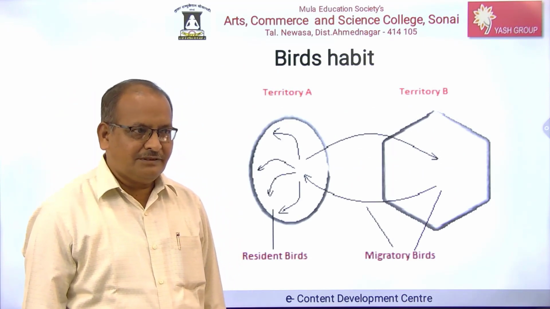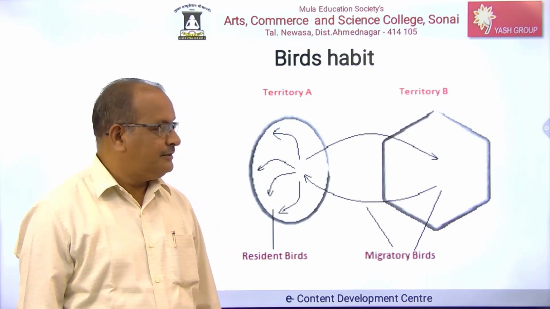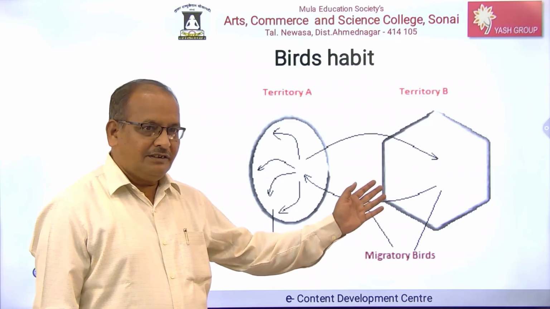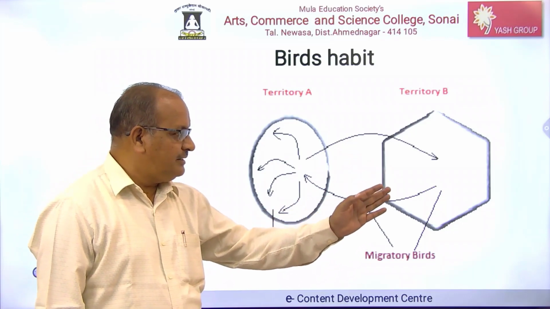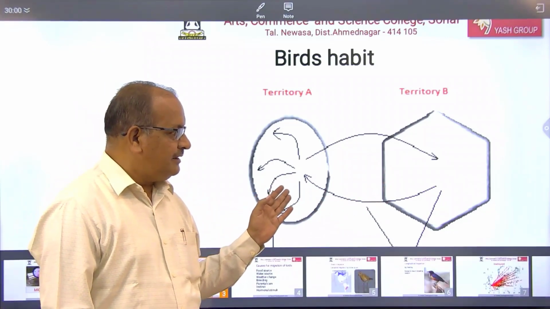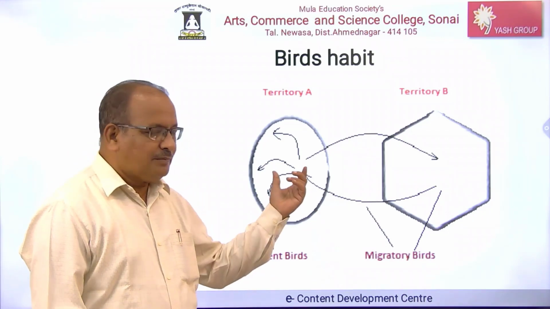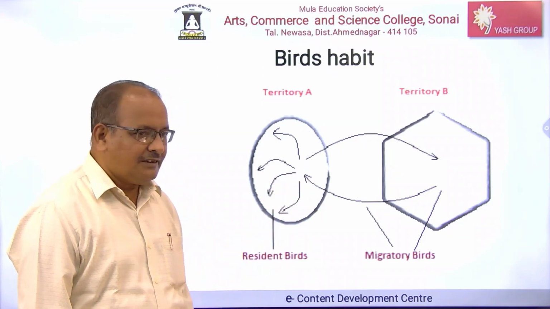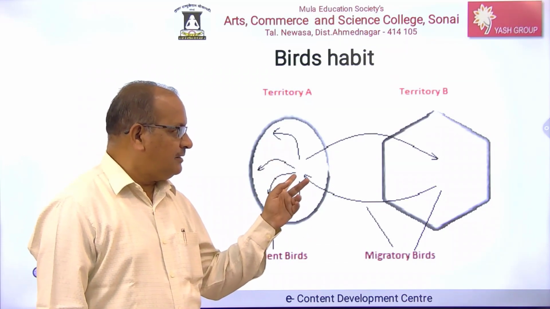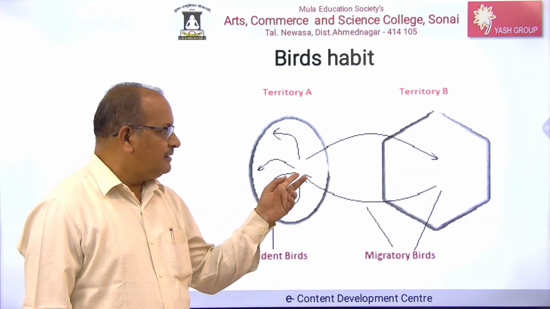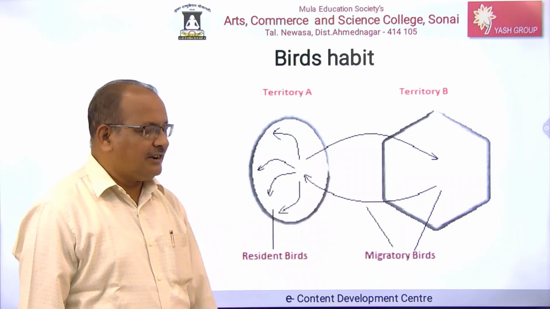What are these habits? The figure shows two territories, territory A and territory B. Let's see how the migration occurs. Some birds migrate from territory A to territory B and again come back to territory A. That is actually the migration. This figure also shows territory A with resident birds, which circulate within a single territory, and movement from one territory to another is called migration.